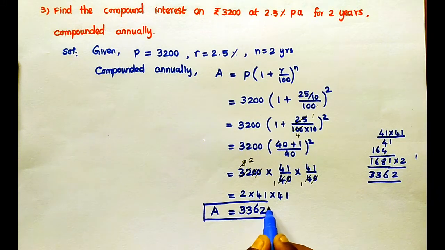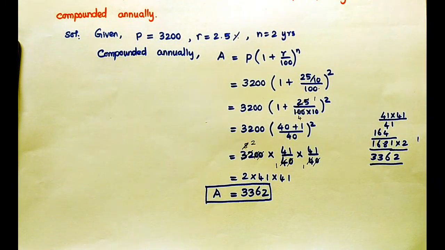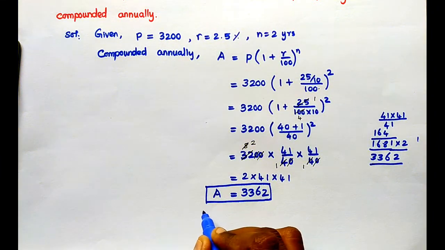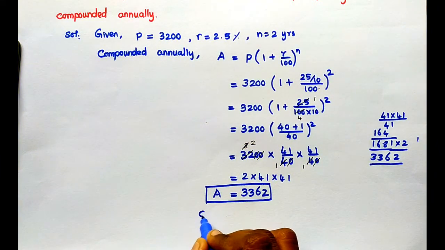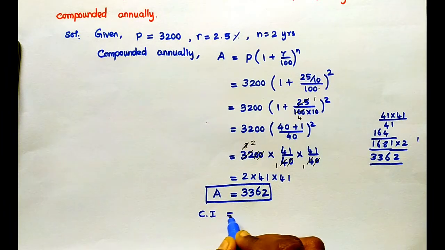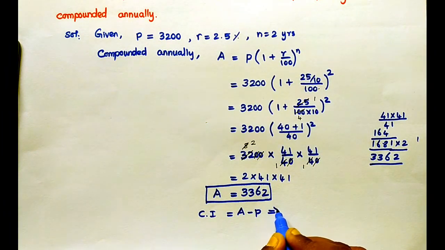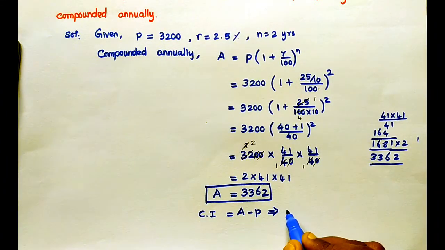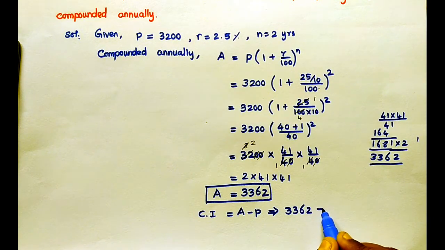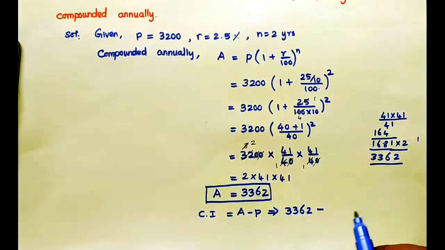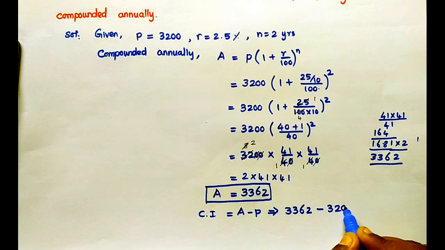And now we have to find out the compound interest. What's the formula? Compound interest equals amount minus principal. That is, amount is 3362 minus principal is 3200.